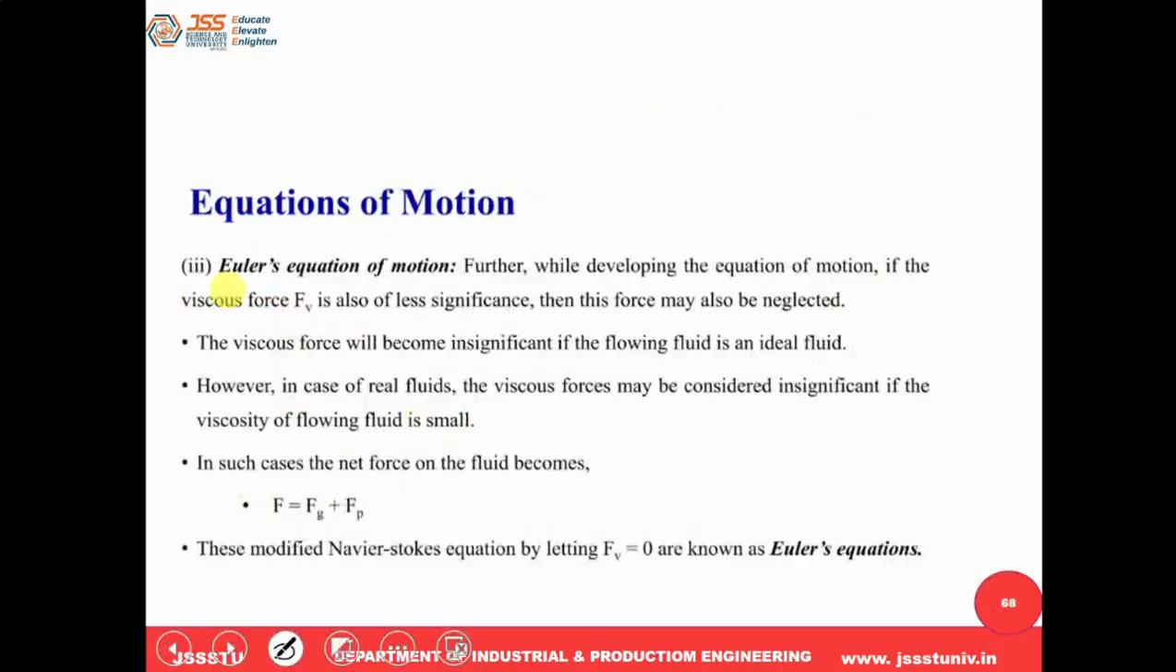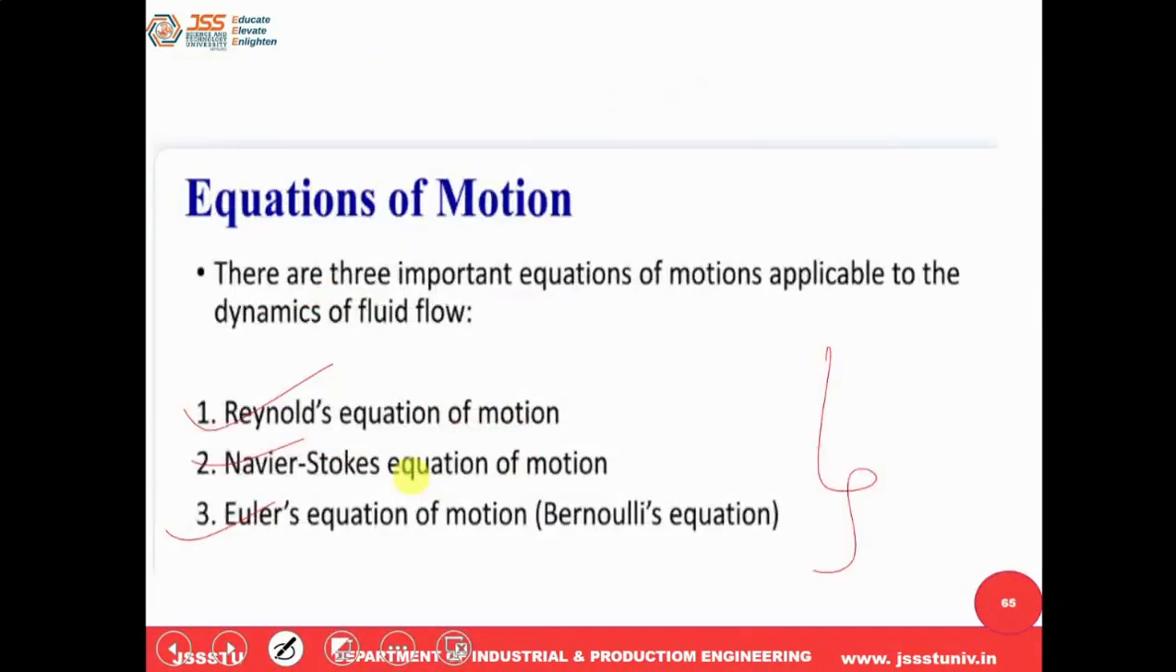The next most popular, which you have already studied, is called Euler. Euler is also the name of a scientist. He derived an equation of motion. Here he did not consider the viscous effect, that means the viscosity of the fluid itself he neglected. That equation of motion is called the Euler equation. He mainly considered pressure force and one more, the gravitation force. So this is about the three equations of motion we are popularly going to use in the entire fluid mechanics.